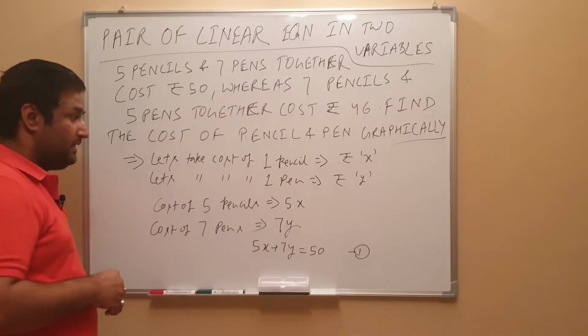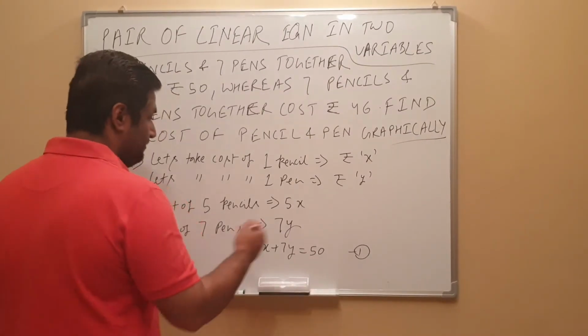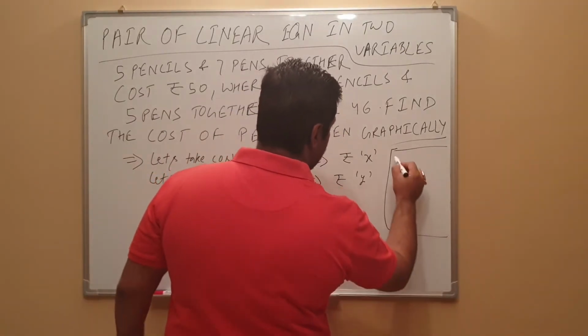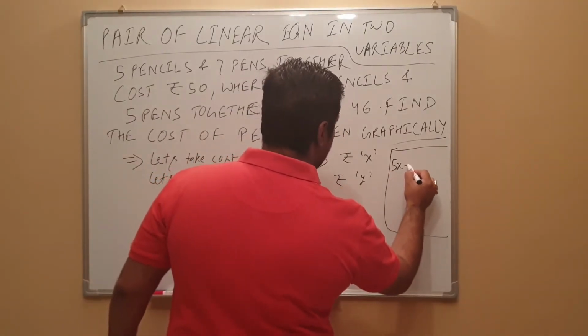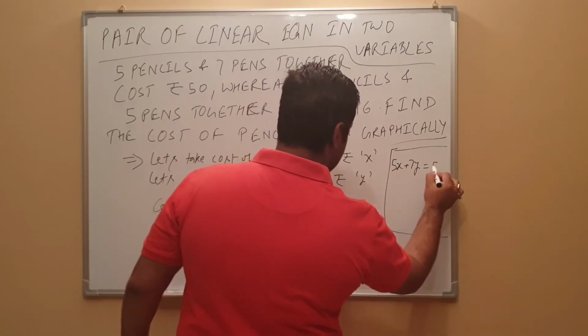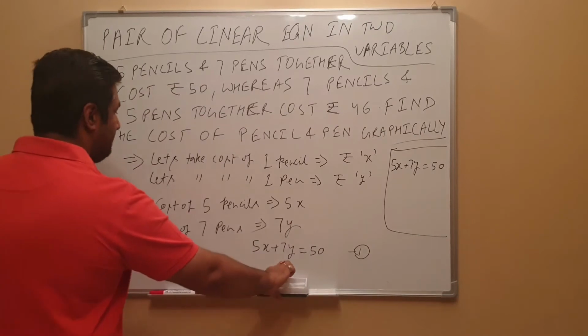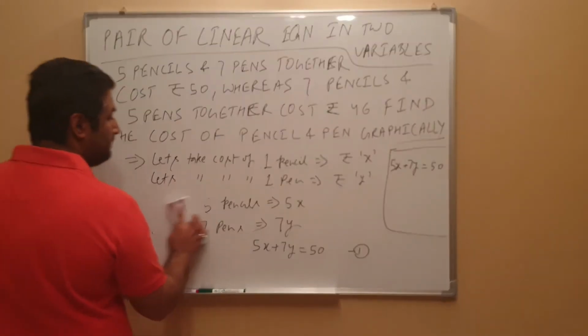Now let's form the second equation. I'll write the first equation somewhere inside so that we will not forget it: 5x plus 7y equals 50.